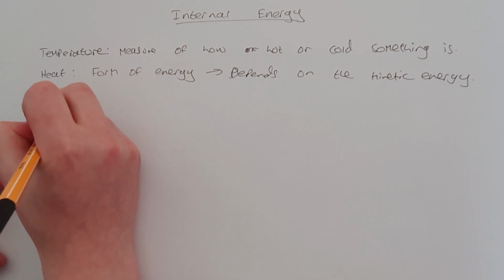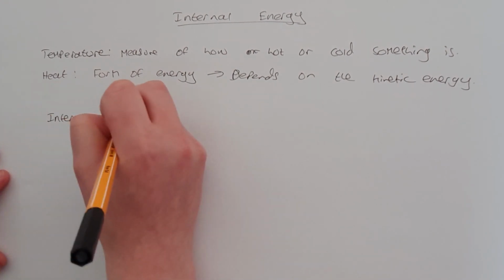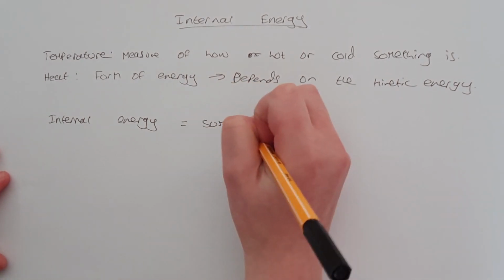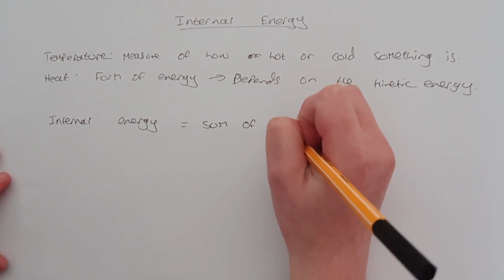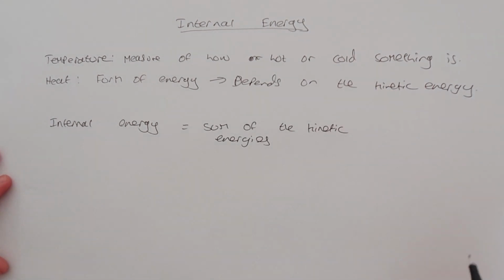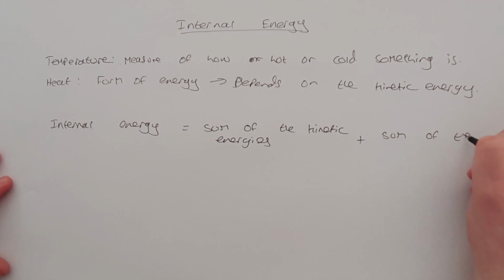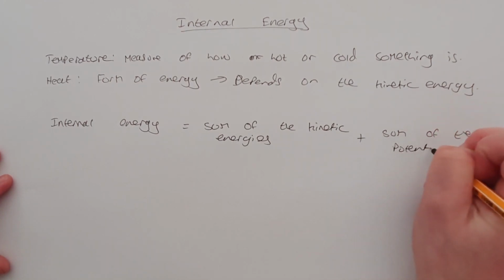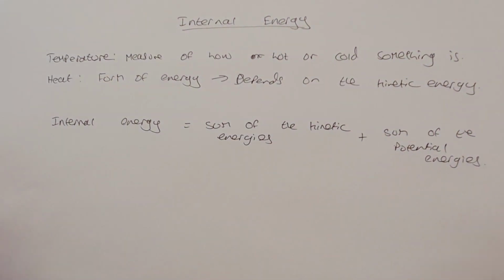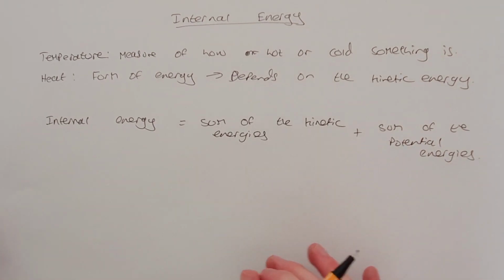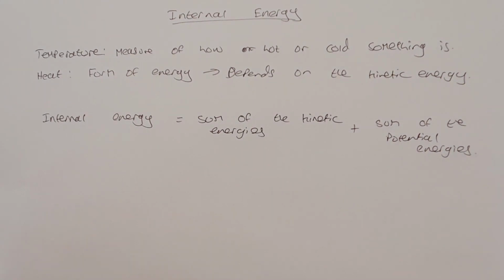The internal energy is actually the sum of the kinetic energies which each particle possesses and the sum of the potential energies. So the sum of the individual kinetic energies and the sum of the potential energies of all of these particles make up the internal energy of a system. And remember, a system is an object or a group of objects that we've decided to study.